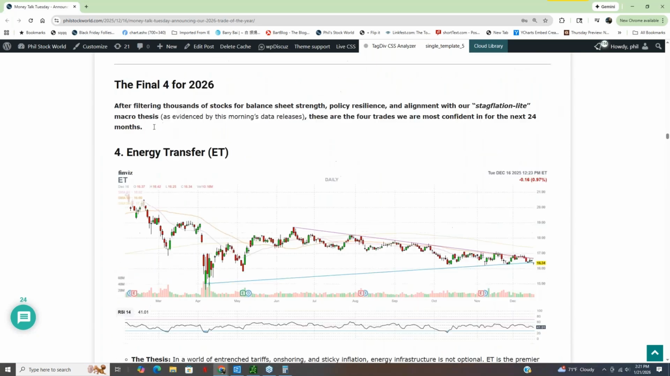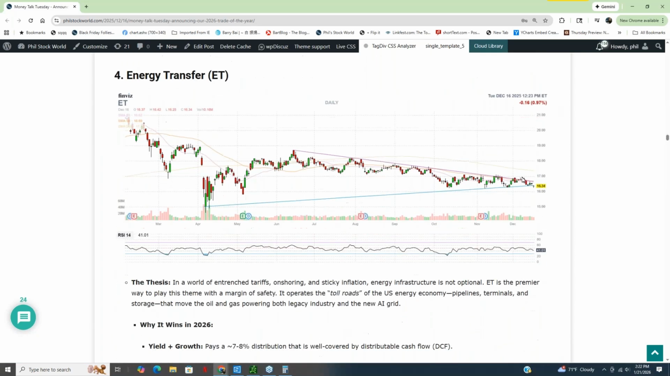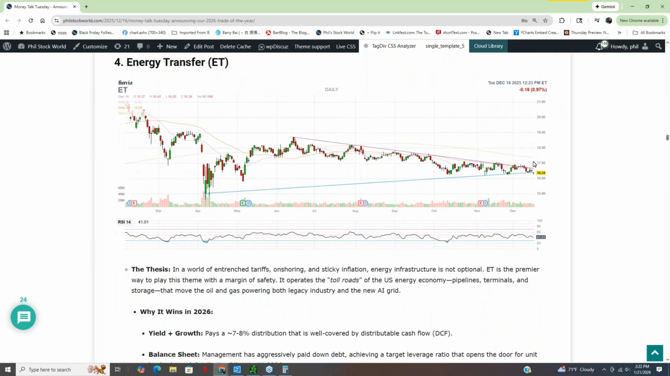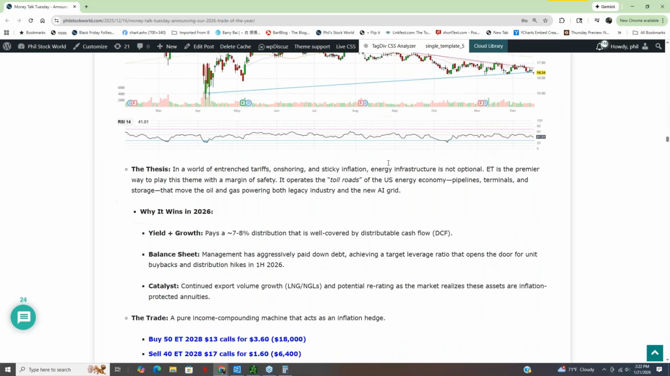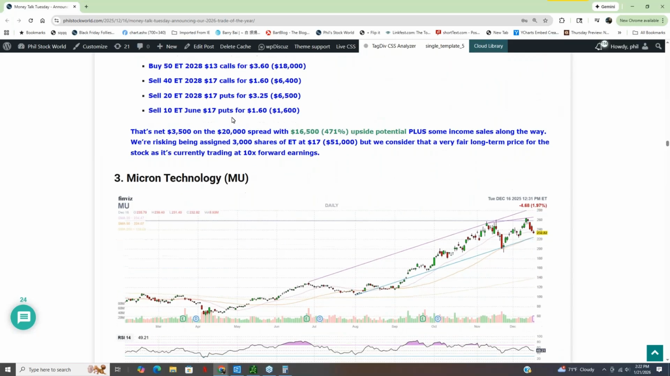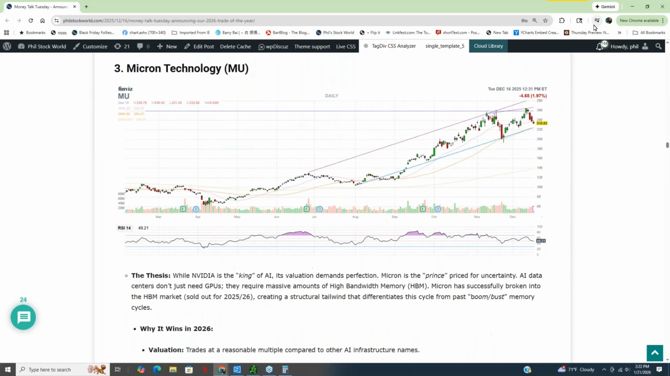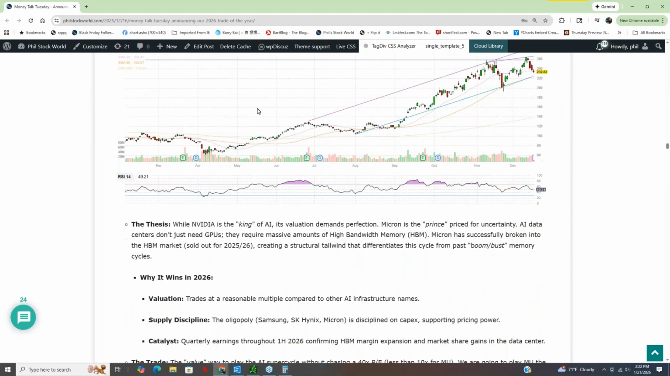The final 4. So the final 4 were energy transfer. So we made all these trades. Energy transfer. This chart didn't change. This is what it was at the time. Energy transfer, and there's the trade. Micron, as I said in there, and you know what happened to Micron.